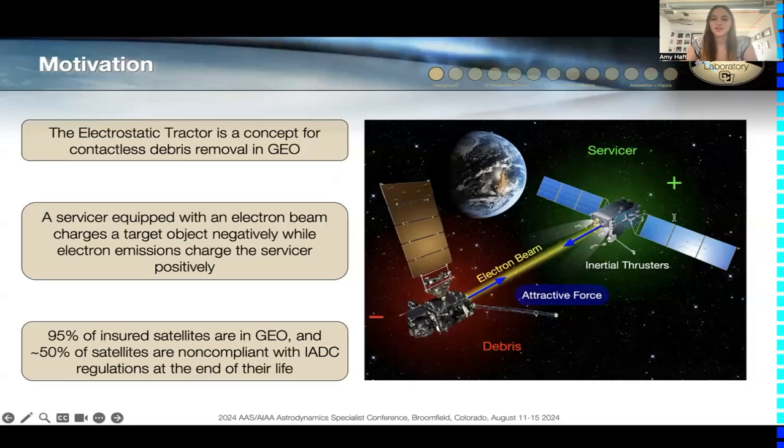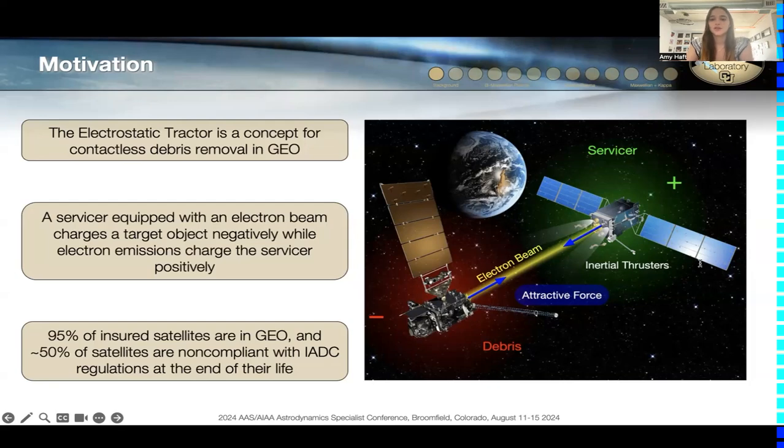This research is a continuation of the work related to the electrostatic tractor, which is a concept for contactless debris removal in GEO. The concept states that a servicer spacecraft aims an electron beam at a target debris object. The impact of the electron current on the target causes it to charge negatively, while the electron emissions charge the servicer positively. An attractive force that allows the servicer to reorbit the debris to a graveyard orbit is the result.